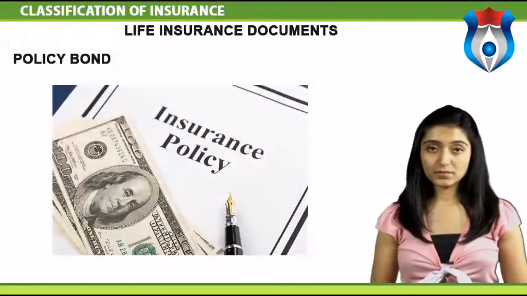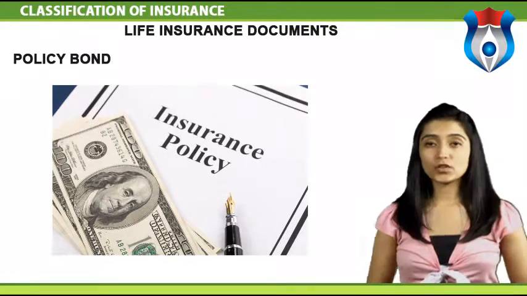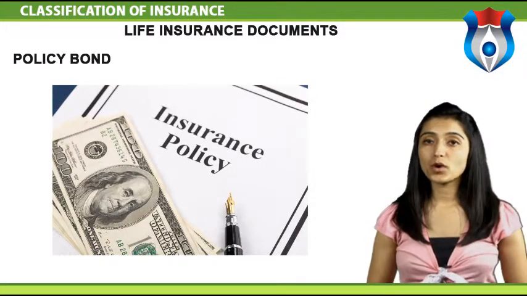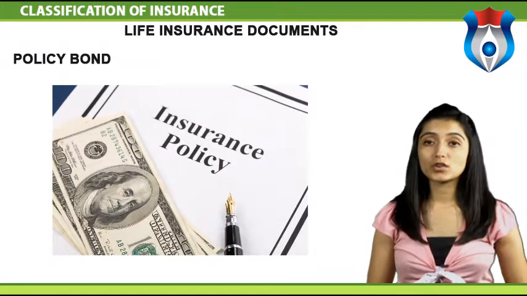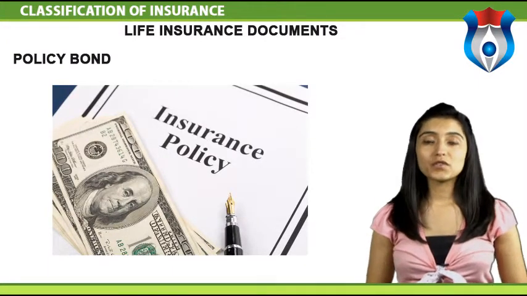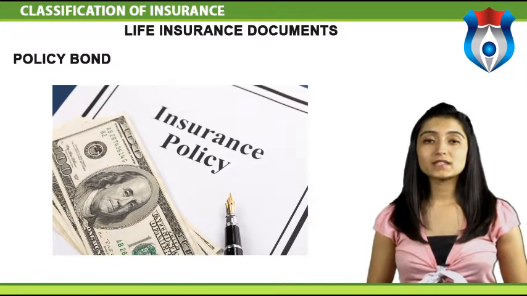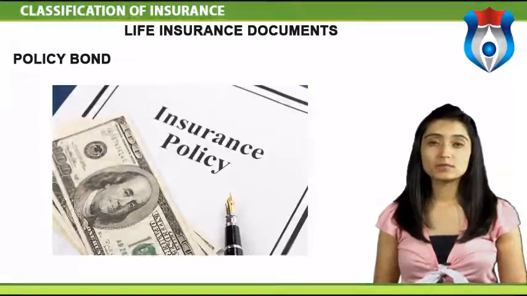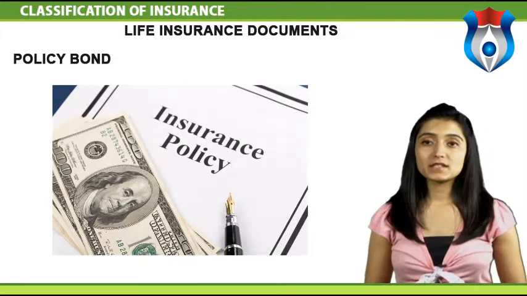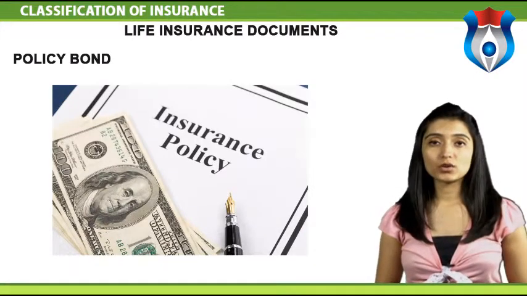Policy bond. After issuing the first premium receipt, the next step is that of the insurer sending the policy bond to the life assured, and this document is also known as policy contract, which is the ultimate evidence of the contract. The policy contract contains all the terms and conditions of the contract between insurance company and the life assured, duly stamped as per the Indian Stamp Act. The policy is sent to the life assured by the insurer.